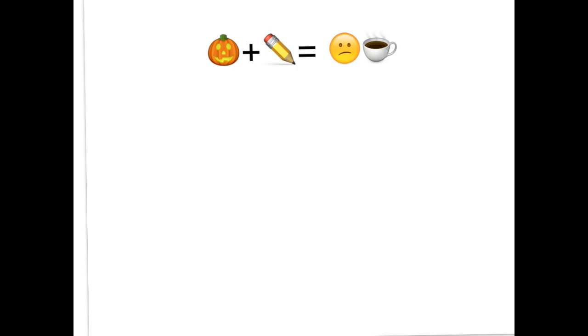Problem here. Pumpkin plus pencil equals sad face times coffee. If I wanted to rearrange this equation to get one of these things by itself, I could. For instance, let's get pencil by itself. So I draw my line to solve my equation.